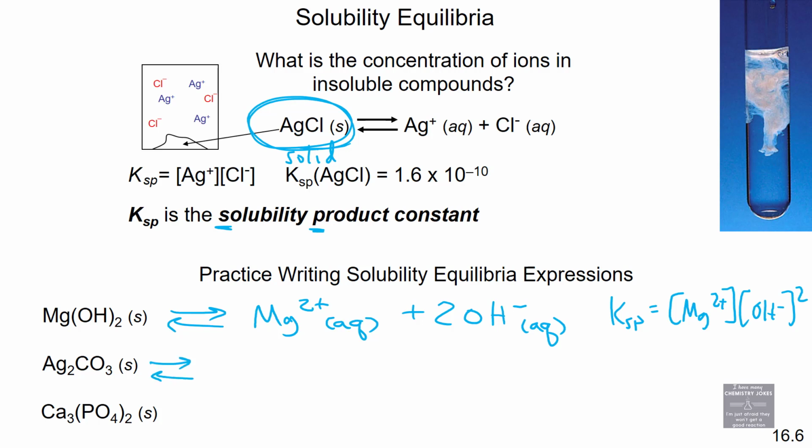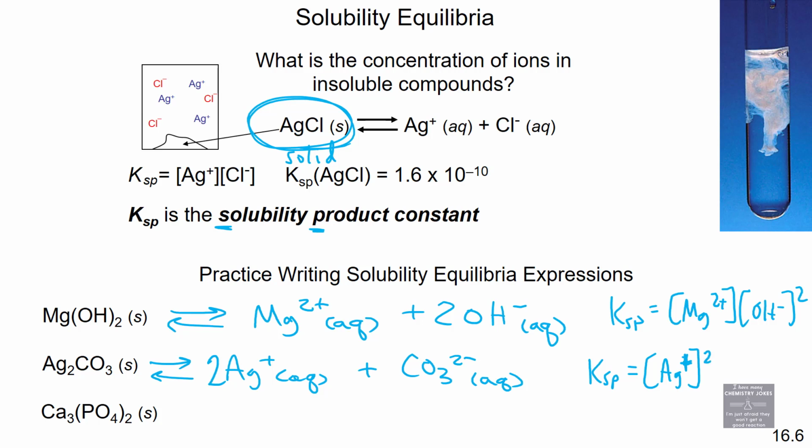How about some more? Ag+ aq plus CO3 2-. You've got to remember those polyatomic ions. Is there a problem here? I hope you detected there's a problem here. I've got 2 Ag+. My Ksp would be Ag+ squared. I'm putting the square in the wrong place on the brackets. CO3 2- to the first power. You've got to do this one. I'll grade it for you later. I think you got it.